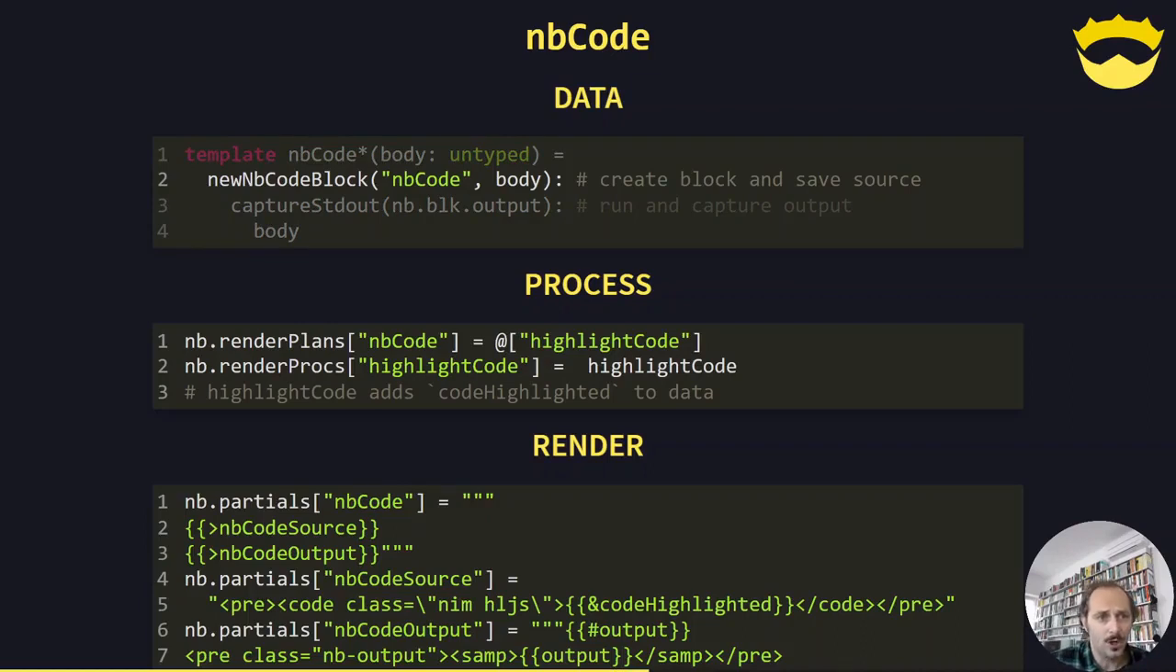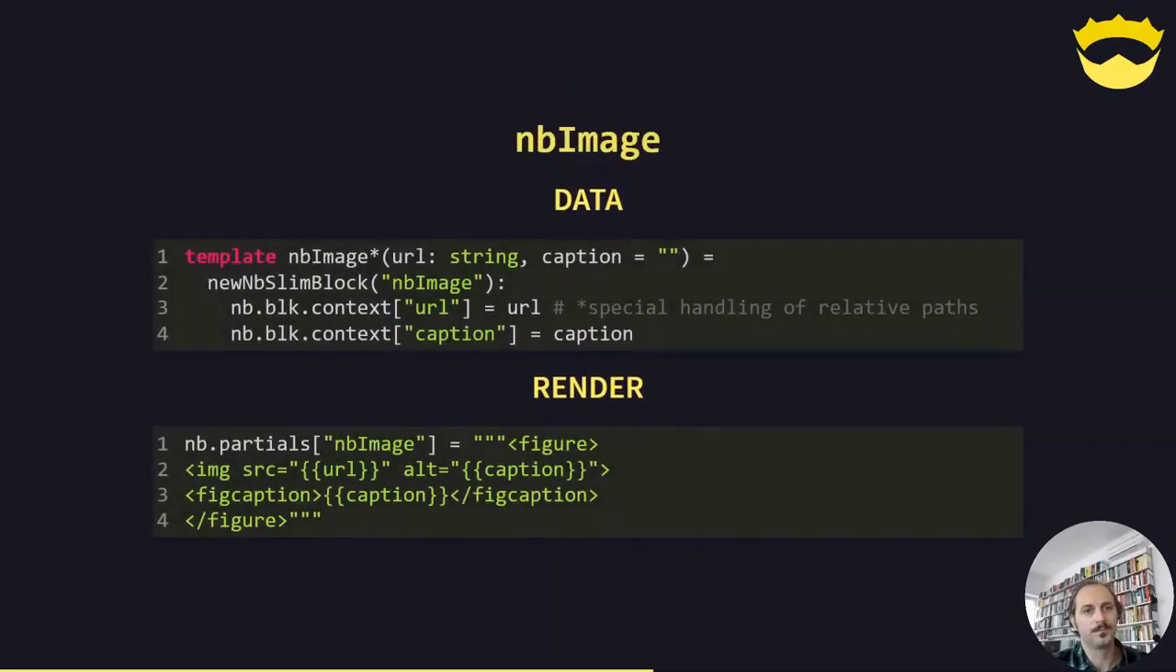Note that here the command is different. Now we're calling a new NB code block. NB image is simpler. It's a slim block in which the data is the URL and the caption. And the rendering is putting this URL and caption, wrapping it into image, figure, and figure caption. So these are the basic blocks.